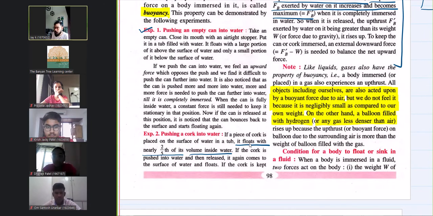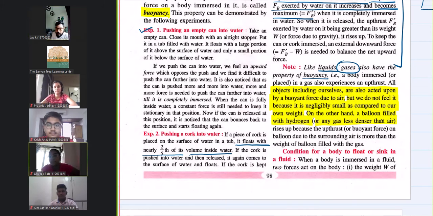Now remember, not only liquids have upthrust. Gases also have the property of upthrust or buoyancy, because gases are also fluids. Remember that. A balloon filled with a lighter gas, let's say helium, if you leave it in air, what happens? It goes up. Have you seen? If you leave the balloon, it goes up.